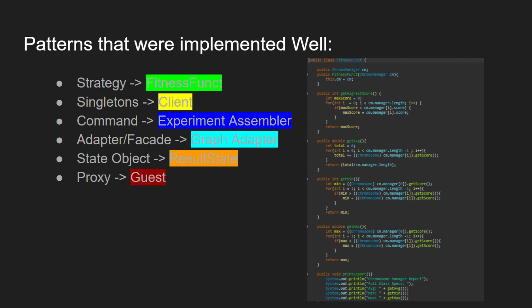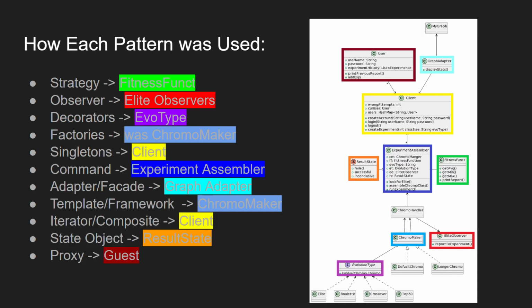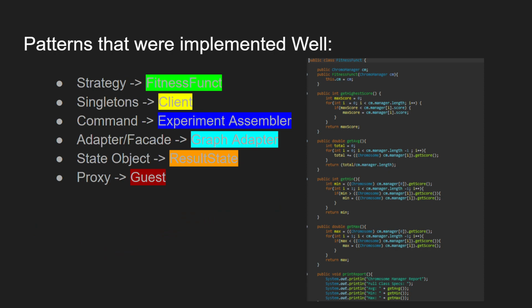The patterns that I think I implemented well include the strategy pattern, which I chose to do my fitness function with. And this is something that you can see back in my original design. That fitness function was already sectioned out from everything else, but I didn't really include how to get those scores within the fitness function, so that was really important for me to do here. My singleton is my client. It's just implemented once each time. My command is my experiment assembler, which just makes the experiments, which then run all of the different maze tests.